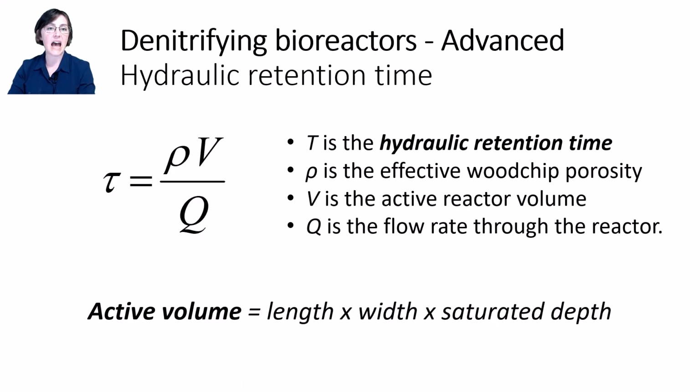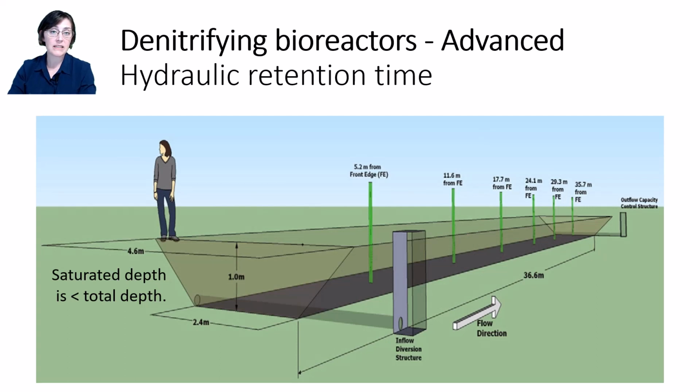V is the active volume of the bioreactor. By this I mean the length times the width times the saturated depth of water. The saturated depth is usually different from the total depth of wood chips because we rarely saturate the bioreactor up to the top of the wood chips. Usually only 1 to 2 feet are saturated in our bioreactors, whereas we might have a 3 or 4 foot depth of wood chips. Also note that the total excavation depth could be greater than either of those other two depths.